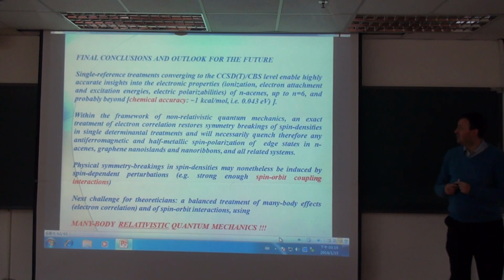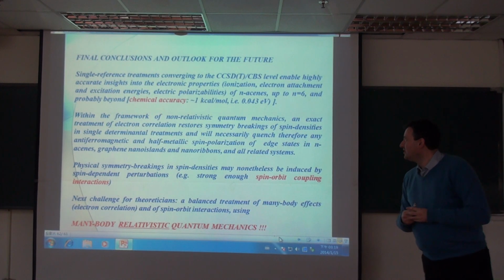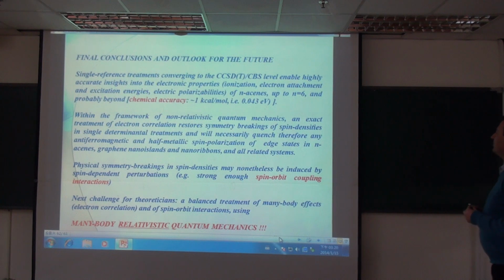Thus, to conclude the whole talk, we have seen that single reference treatments converging to the CCSDT level in conjunction with an asymptotically complete basis set enable highly accurate insight into the electronic properties of A-scenes. Thus, this comprises ionization energies, electron attachment energies, excitation energies, and also electric polarizabilities. This was true up to hexacene and probably beyond. Thus, for all these systems, we could obtain chemical accuracy, which means 1 kilocalorie per mole or 0.04 electron volt.